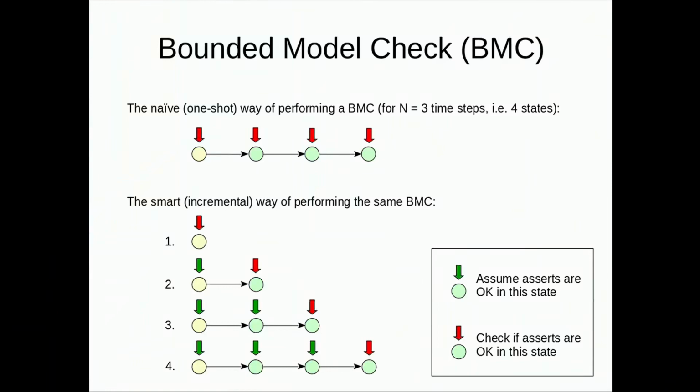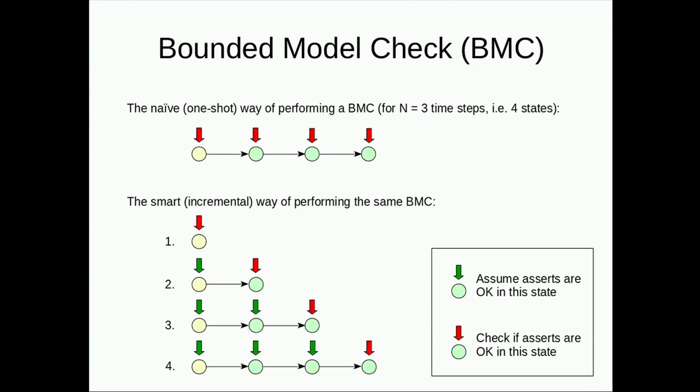That's the bounded model check. So we create a formal circuit within our tool that more or less looks like the example at the top here, we have an initial state in yellow, and then 3 states that follow the initial state. These are the green states here. And for each of those 4 states, we check if all the assertions hold. So this is the naive way of creating a bounded model check.